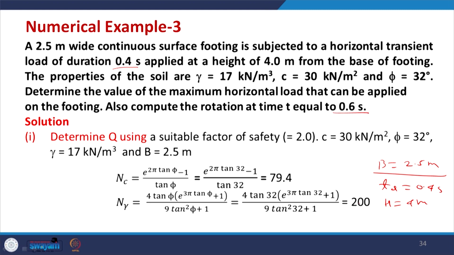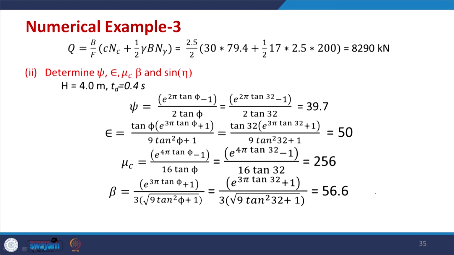So, what we do in this case, first find the value of q using a suitable factor of safety of 2. So, how you can find Nc and N gamma, because it is a surface footing, you do not require, there is no surcharge. So, Nq is not required. So, Nc and N gamma are calculated for phi equal to 32 degree. Phi is given to you as 32 degree. For this value of 32 degree we find Nc and N gamma, and this is coming 79.4 and 200. And then we find q using Terzaghi solution, only the difference here is that we multiply by B for ultimate bearing capacity, then divide by the factor of safety, which is 2 here.